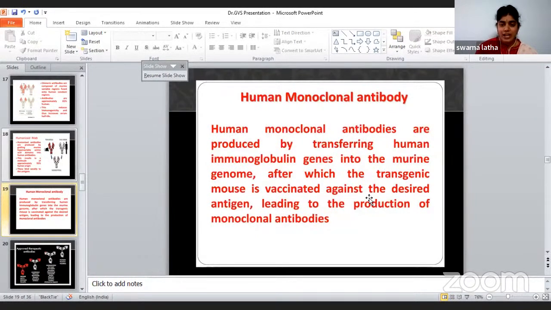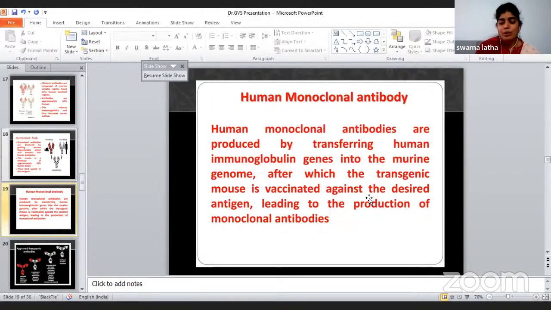So here, whatever antibodies are produced are completely from a human source, because the genes are collected from the human and fused into the mouse. Then we immunize the mouse so that the human genes are activated there and expressed, and whenever there is expression, that obviously leads to the formation of different antibodies, right? Those antibodies are again used for human purposes. That's why we say it's a human monoclonal antibody.